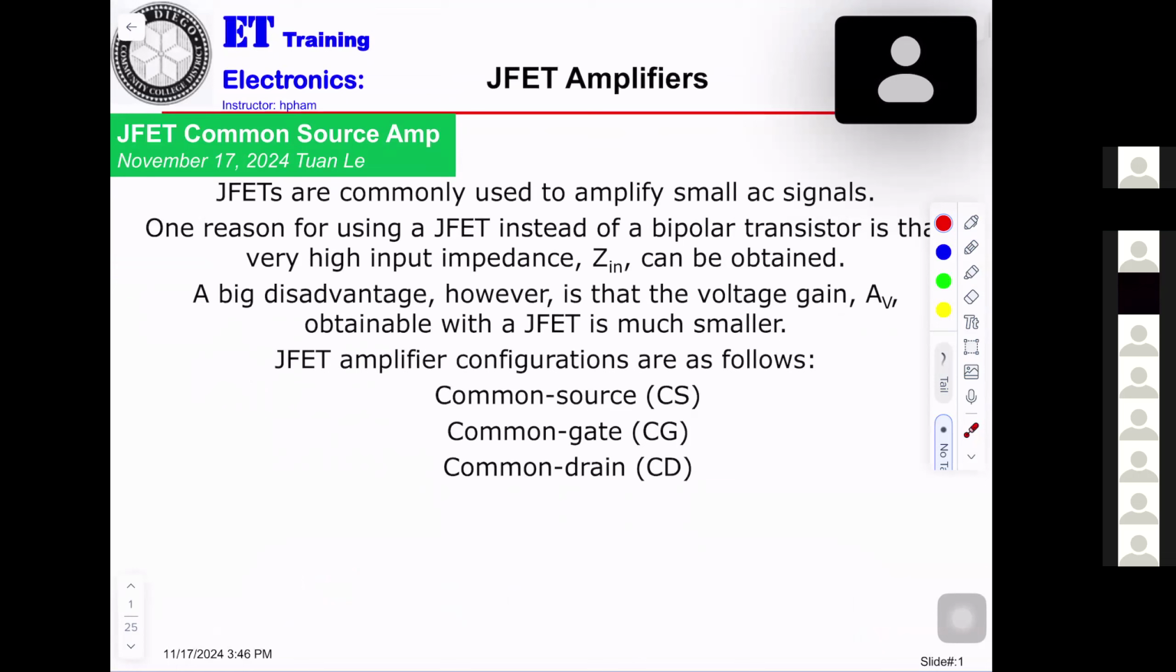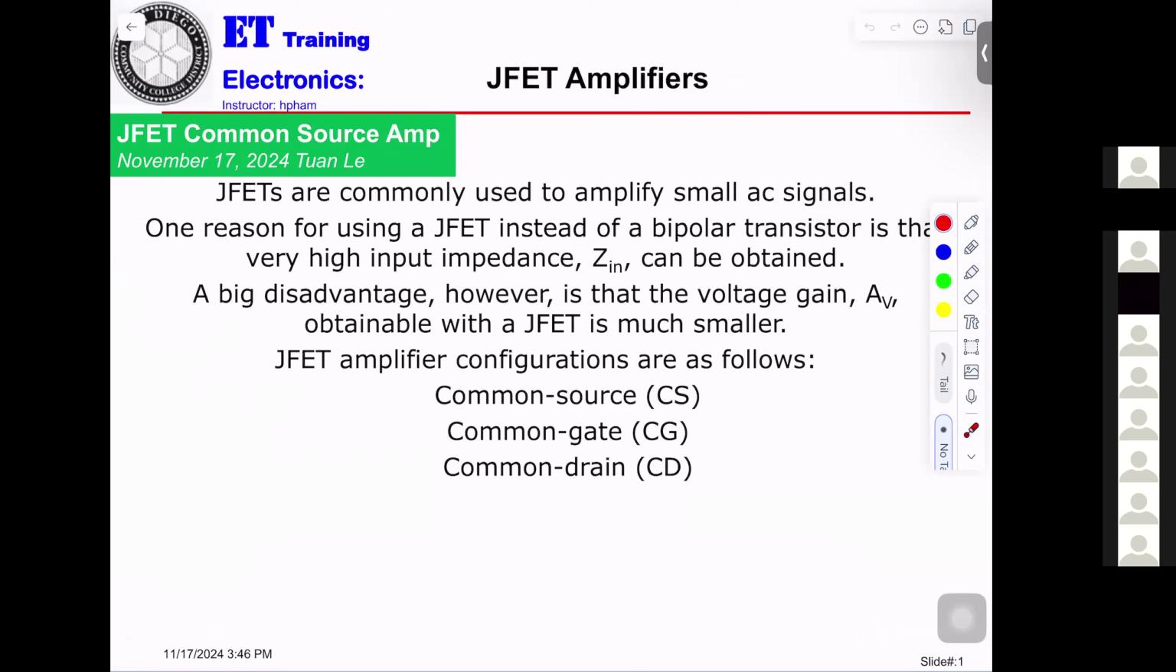Okay, so today I will be talking about the FET amplifier. FETs are commonly used to amplify small AC signals.